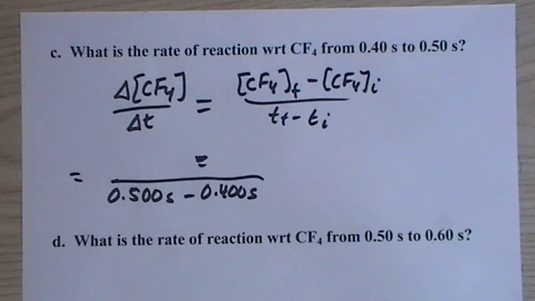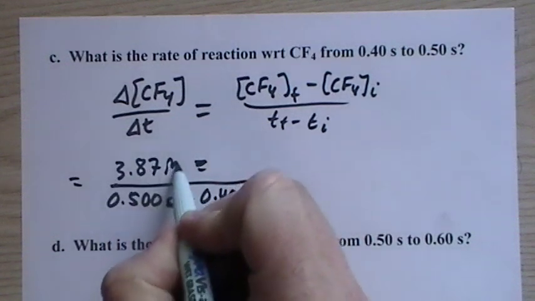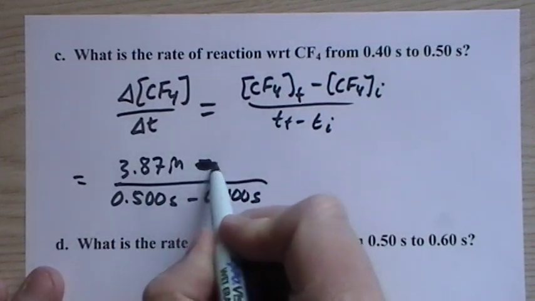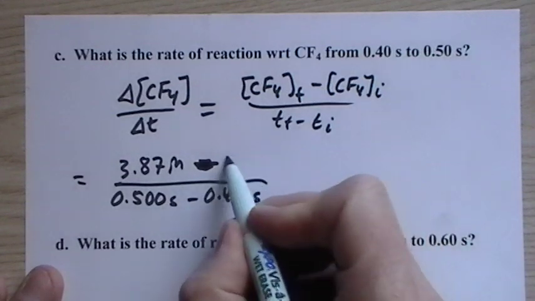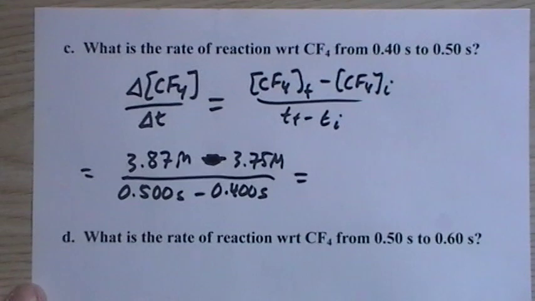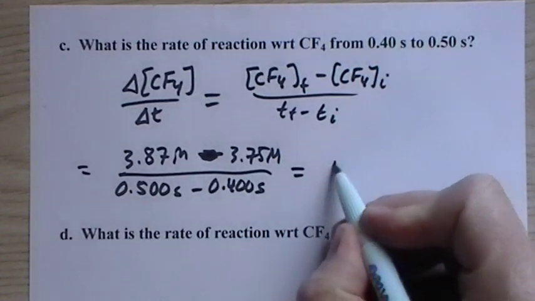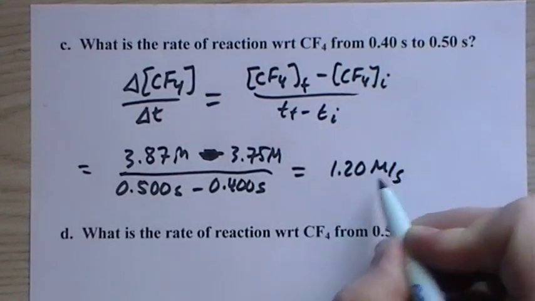I'm not going to bring the sheet over. You should have this data, or just trust me that this is what it is. And then minus, big fat minus here, 3.75. And we have that, and where's my calculator? Okay, so we have 3.87 minus 3.75, and then divided by 0.1. So we get 1.20 molars per second.